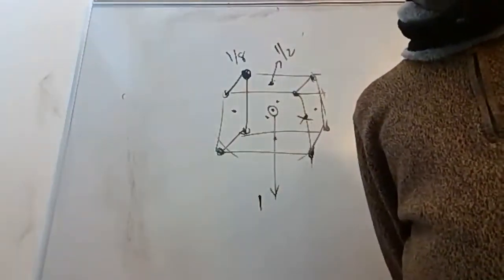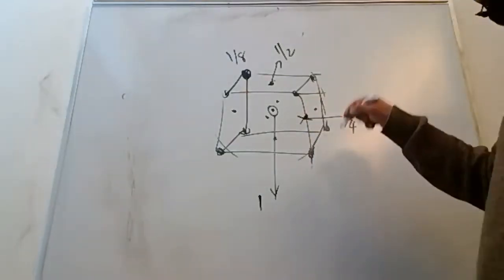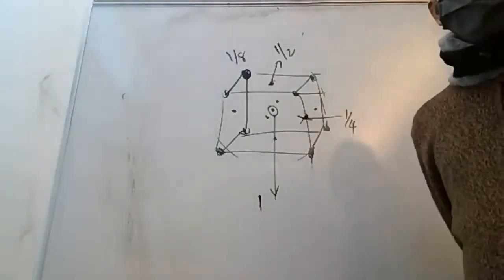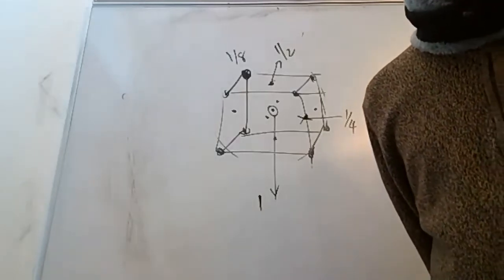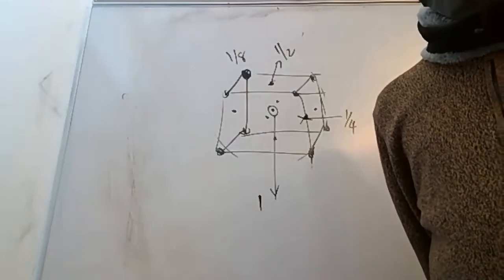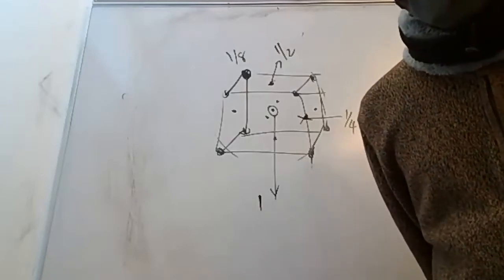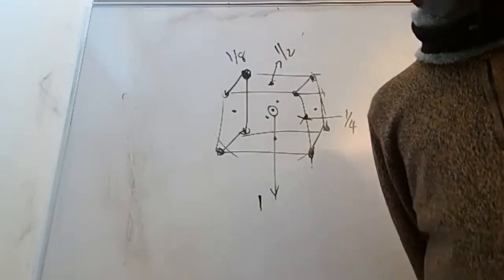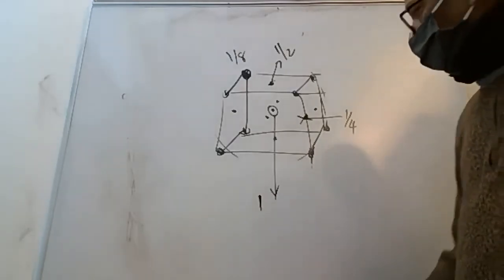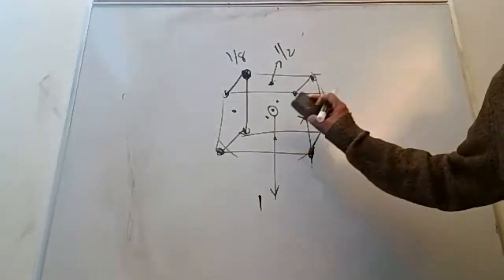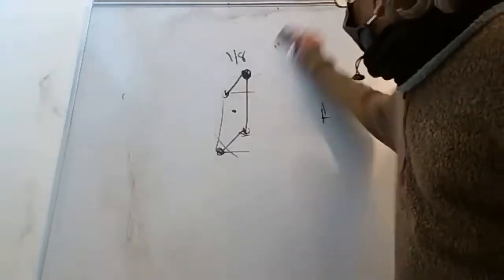Is it 4? You're absolutely correct, sir. That is 1, 4. So it's important to note the position of the lattice point in a given crystal lattice and its contribution to the unit cell. So now that we know this, please keep a note, write this down. Of course, you're going to have this video too.